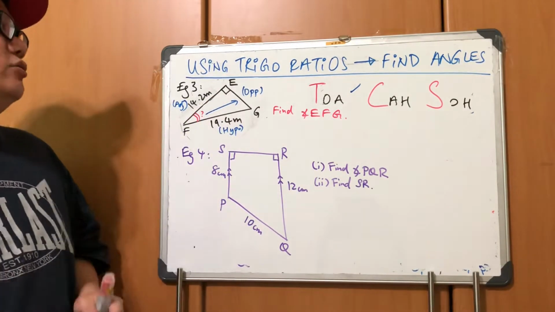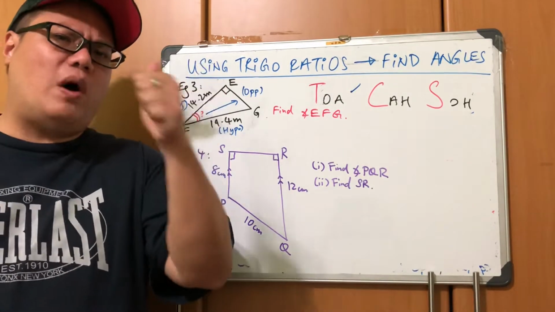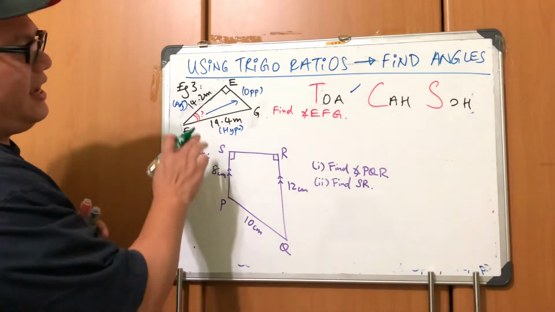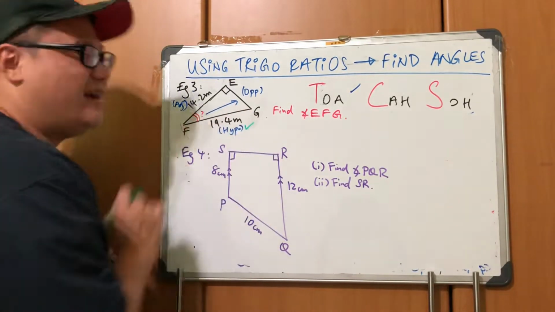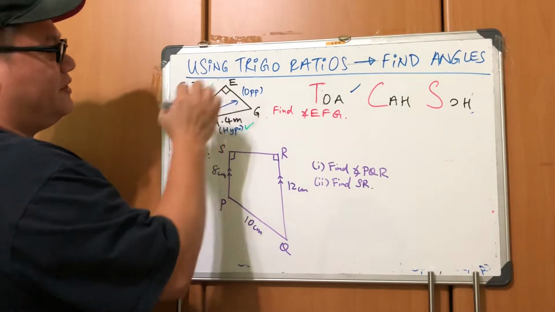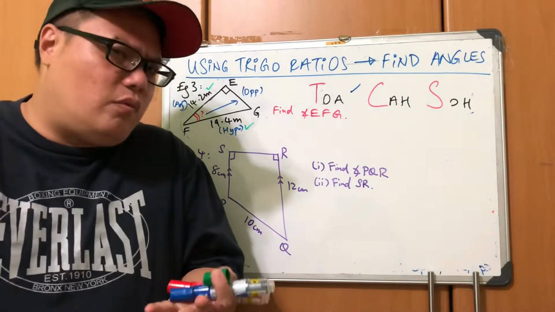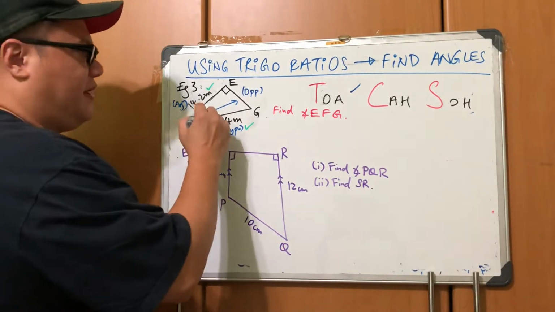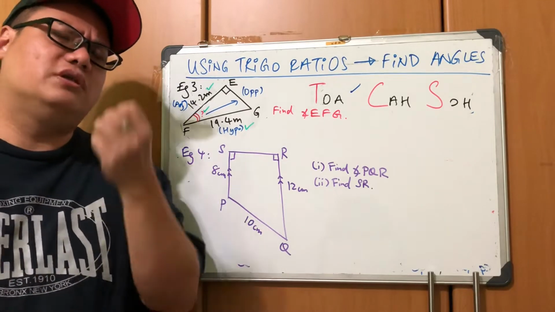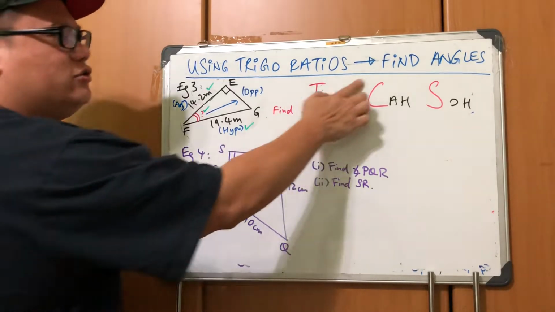Now I've already labeled the right angle triangle. Next, I ask myself the critical question: what do I have? I have hypo. Put a tick there. What else do I have? I also have adjacent. I have both adjacent and hypo. Second critical question: what are you trying to find? I'm trying to find the angle. Third critical question: which Trigo ratio ties them up? Which Trigo ratio ties up adjacent and hypo?